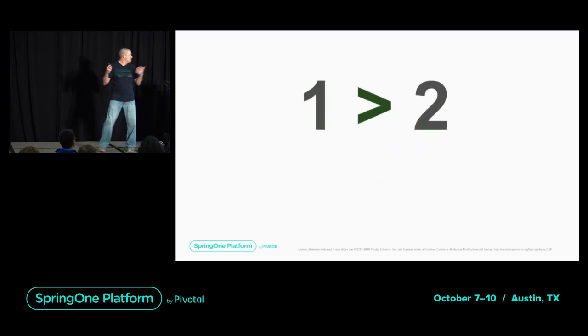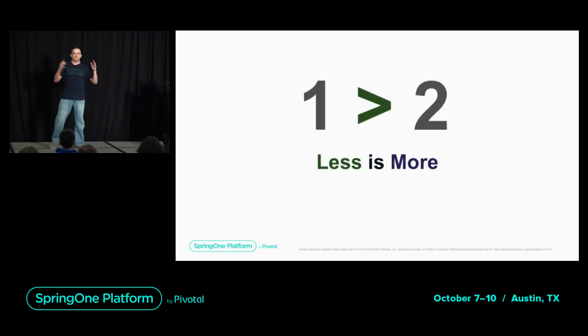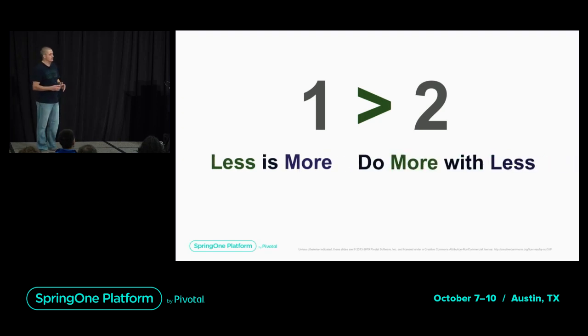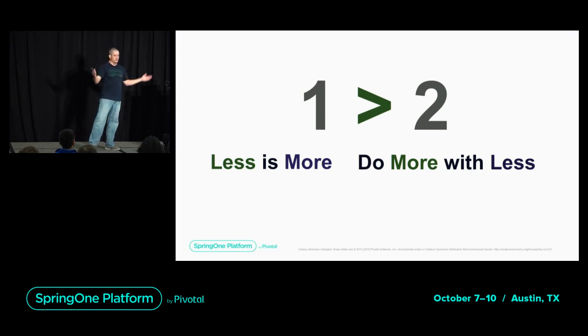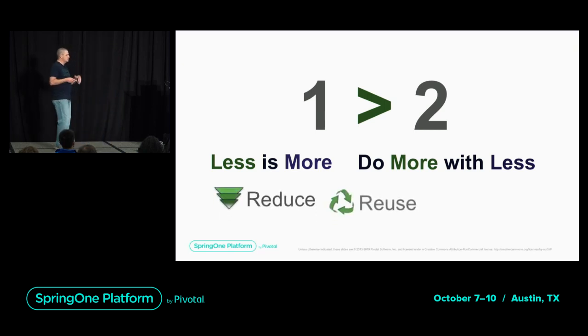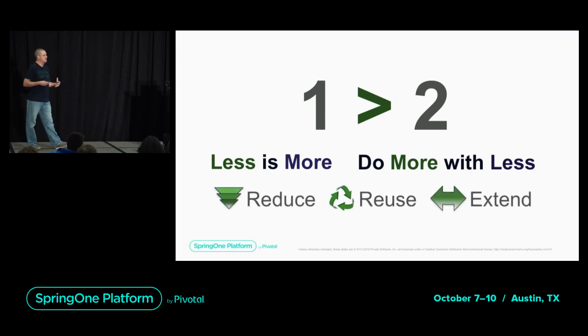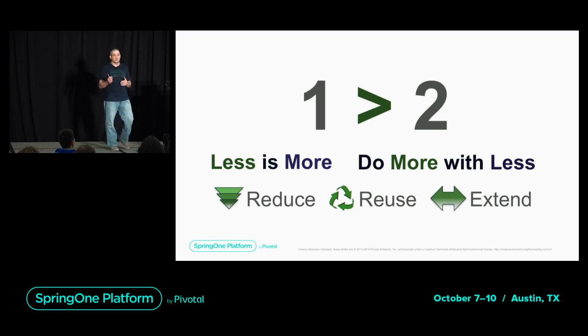Well, I've already kind of spilled the beans a little bit. Less is more. If we can find a way to do more with less, then that's easier to manage, right? If I have one service versus 2 different types of services to manage, that's easier, theoretically. So it's finding ways to reduce our footprint a little bit, reuse our existing services, and extend those services, to find solutions that can do more than maybe one particular concern, like just caching or something like that.